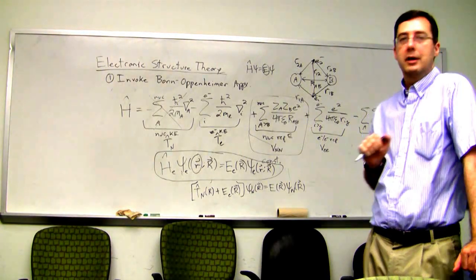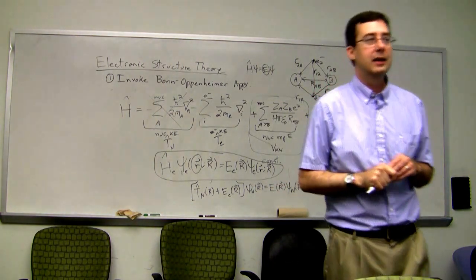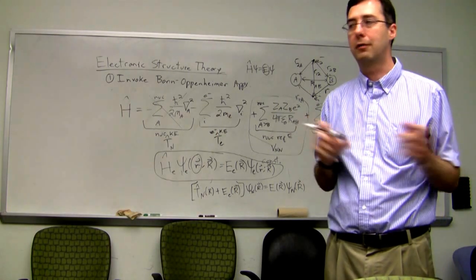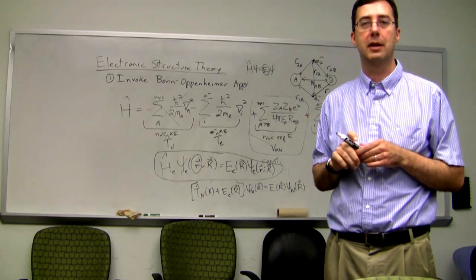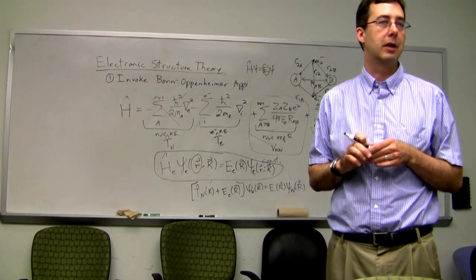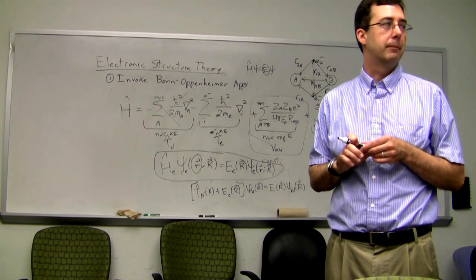So that's the equation we're trying to solve, this electronic Schrodinger equation. How do I solve that? It's too complicated because you have 4 coordinates for every electron, and if you have more than a couple electrons, it's just kind of impossible. So you have to do some kind of approximation. That is where Hartree-Fock theory comes in.